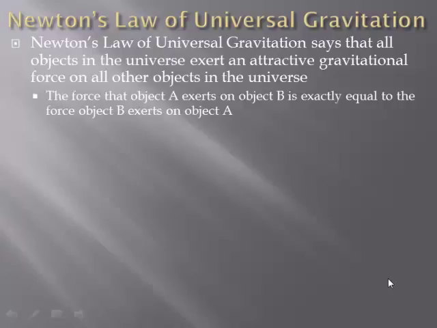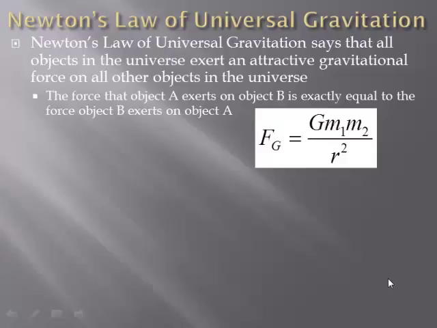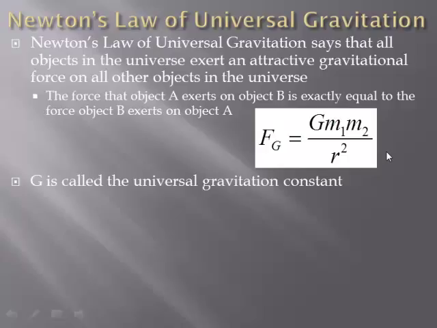The force that you're exerting on an object is exactly equal to the force that it exerts on you. This is the formula for Newton's law of universal gravitation. G stands for the universal gravitation constant. M1 is the mass of object 1. M2 is the mass of object 2. And R is the distance between the centers of the two objects.